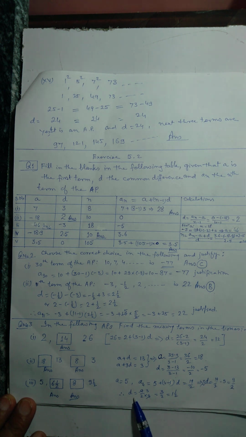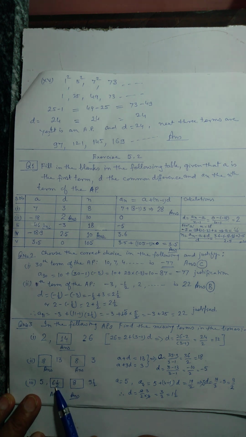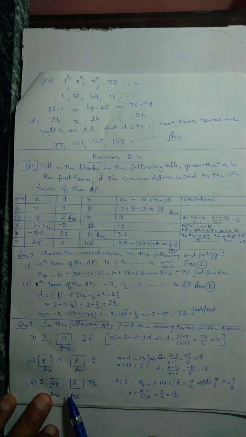So again, if you solve, D will be equal to 9 by 2 in the denominator, multiply it by 3 because it was the 3D. So D will be equal to 9 by 2 into 3. Ultimately solve it, you will get 3 by 2, that is 1 and 1 by 2. So we have to fill this second term, means our common difference is 1 and 1 by 2.